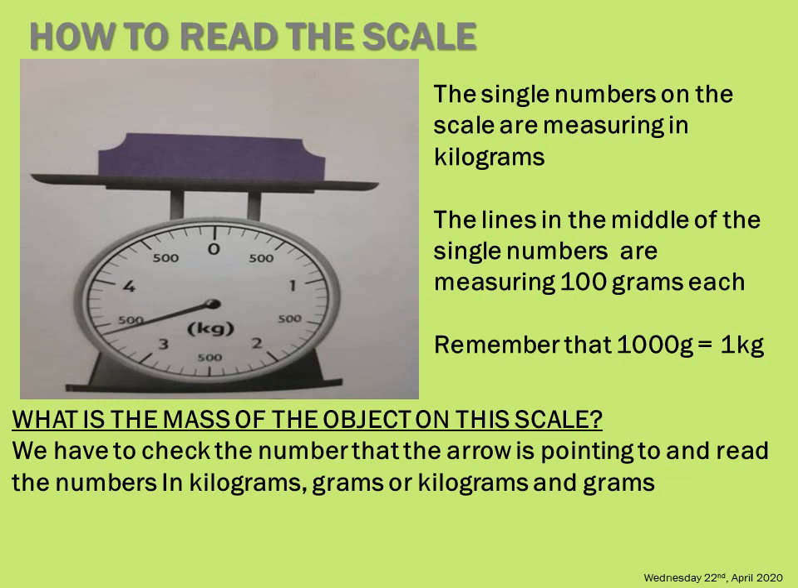Remember I said that each line in the middle is 100 gram each, and each of the single number is kilogram. So now we have 3 kilogram. Because it has gone past 3, we will say it is 3 kilogram. And how many lines are in between? Let's see, 1, 2, 3, and 4. So that's a total of 400 gram. The lines in the middle are reading gram. So we have 4 lines, each one is 100, that's 400 gram. So this is 3 kilograms and 400 grams.